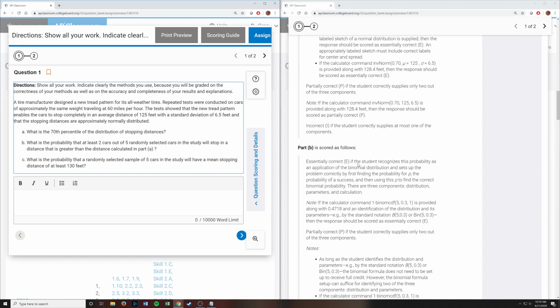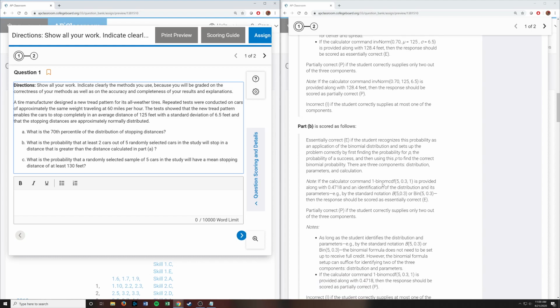So for part B, it's essentially correct if you say that it's binomial and you set up the probability correctly by finding p and using p to find the correct binomial probability. Again, you need to include information on what distribution you're using, what the parameters are, and how to calculate it. So they talk about if you use binom CDF, and that is what you write down, which is how you're going to do this problem, almost certainly. This is what you would do.